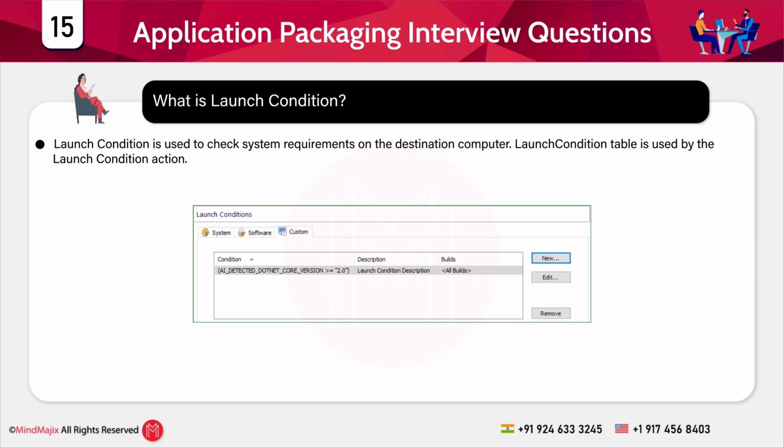The launch condition can be anything, like a particular Microsoft .NET Framework should be installed with this version. If that is not installed, it will not allow to install that MSI. So that's why it is said that it will check the system requirement on the destination computer for whatever condition is specified for that MSI application. And the launch condition table, which we can also use directly, is there in InstallShell as the launch condition table.